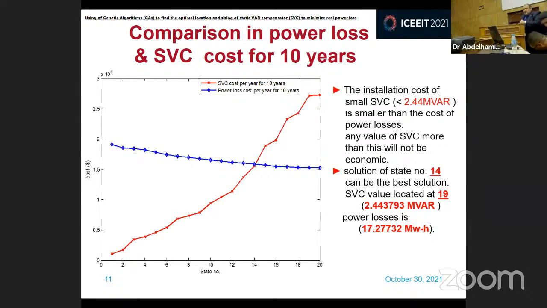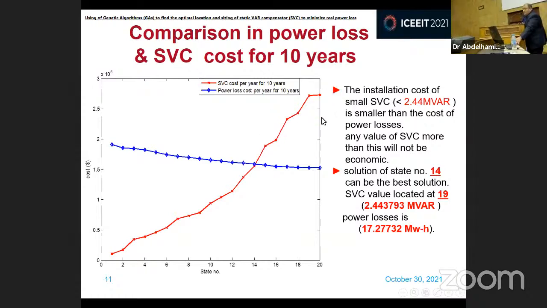As we said before, a comparison can be made between the cost of static VAR compensation and the power losses over a period. Here we suggest three situations: 10 years, 20 years, and 23 years. We can see the curve for the cost of the power losses as the blue line, and the red is for the cost of the static VAR compensation.